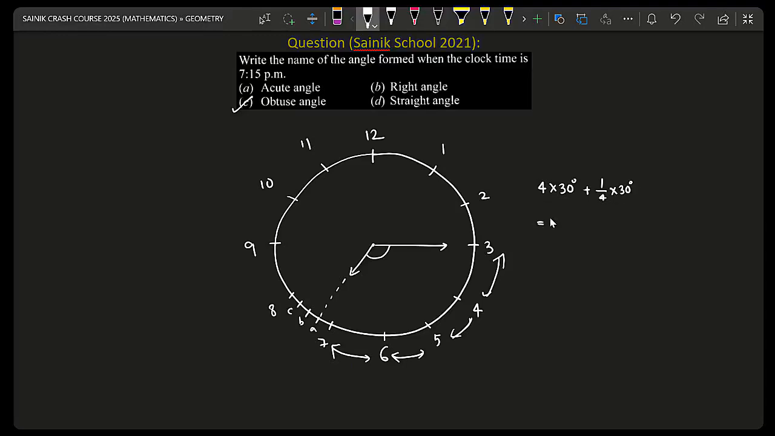120 plus 7.5. Okay, 120 degrees plus 30 by 4, which you are writing in decimal form, that is 7.5. So what is the final answer? 127.5 degrees. And clearly, by the number also we can say it is an obtuse angle. So the exact measure is 127.5 degrees.